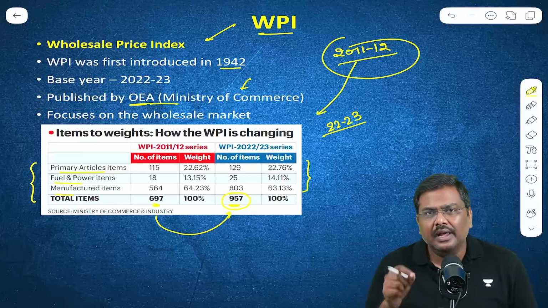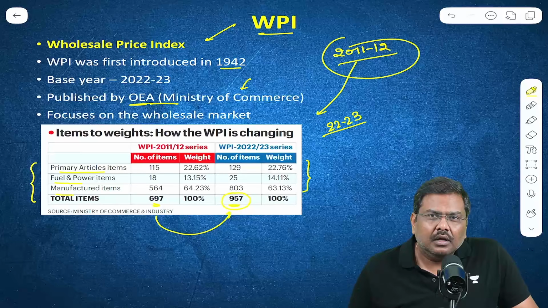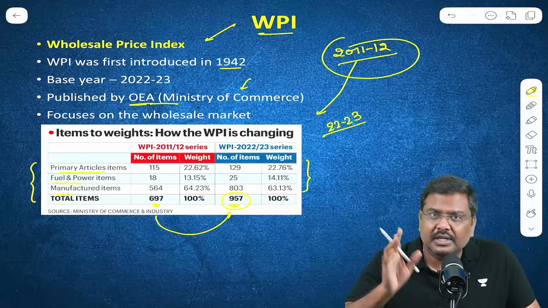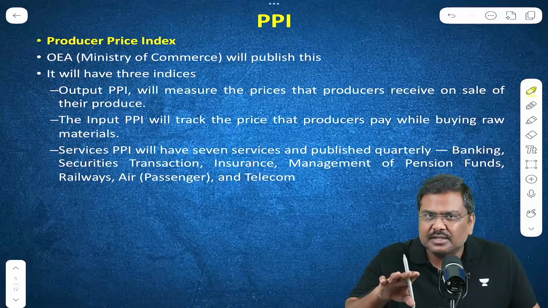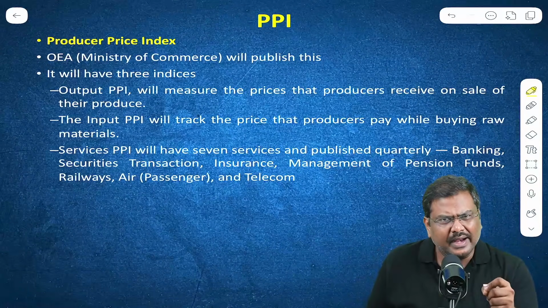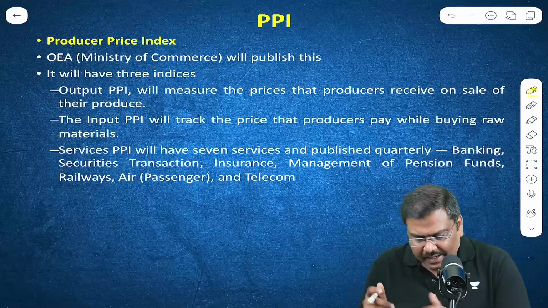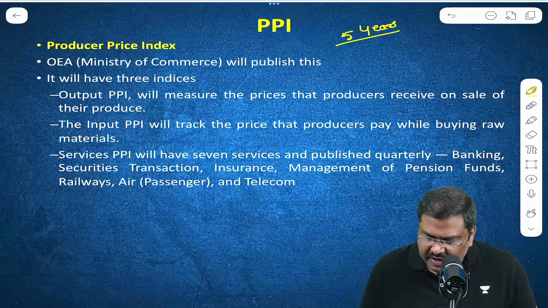But more importantly, listen to me very carefully now. Going forward, there is a publication of one more indicator along with WPI, and that is basically PPI. This has been already introduced by the government. So there will be two indicators, PPI as well as WPI. Both of these indicators will be published for the next 5 years for every month.